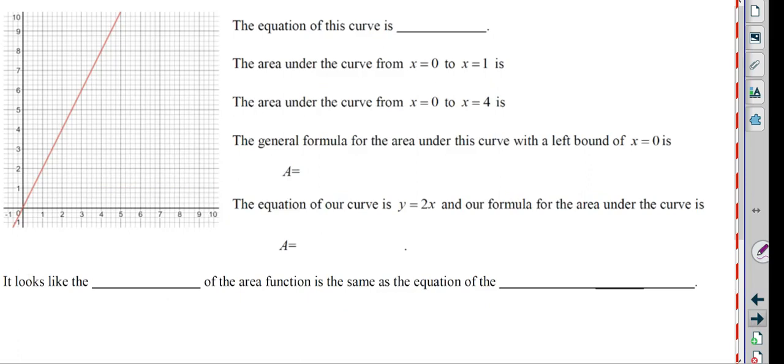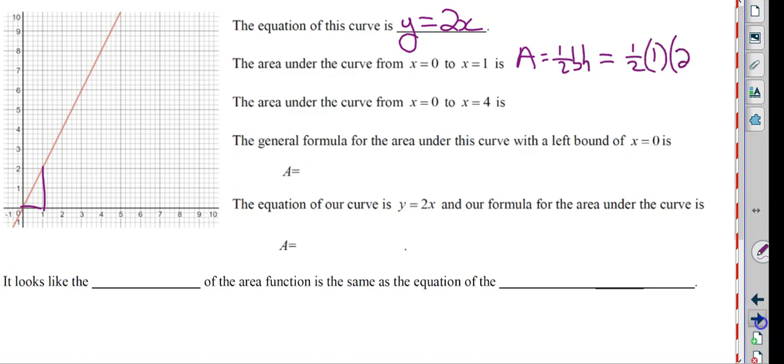What's the equation of this curve? 2x. Y equals 2x. If I want the area from 0 to 1, what would the area be? So we'll go with 1/2 base height. What's the base? What's the height? What's the area? What if we did from 0 to 4? So what's the area?